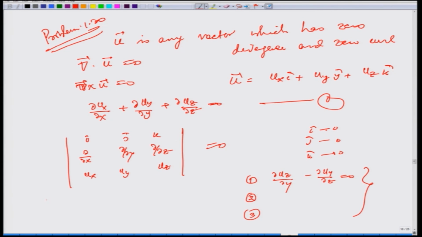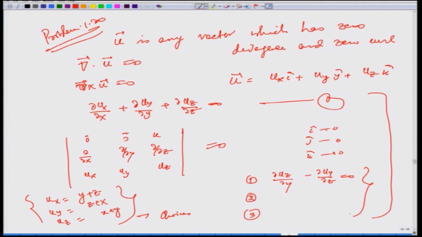One example is, let's say I take Ux equal to y plus z, Uy equal to z plus x, and Uz equal to x plus y. These are my choices. If I put this, I will see that divergence of U and even curl of U is 0. So this may be a possible answer, but you can find it from here also. So this is a very simple problem.